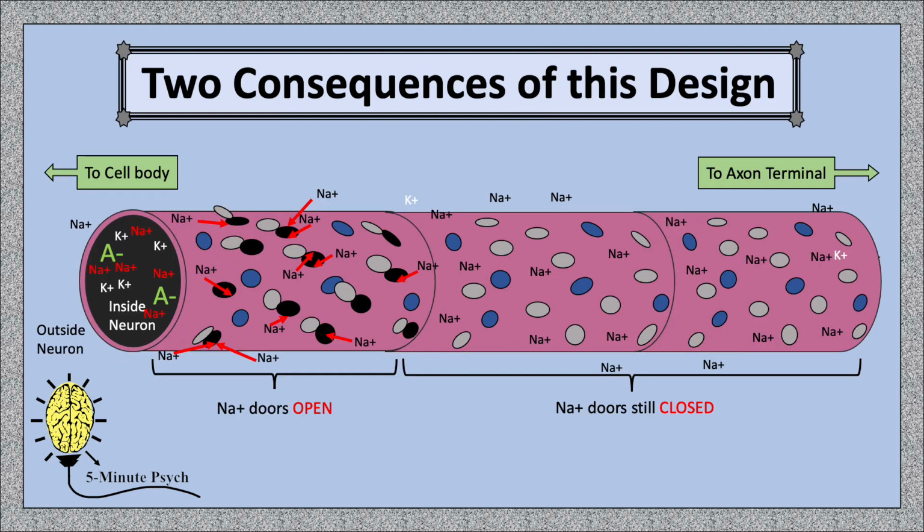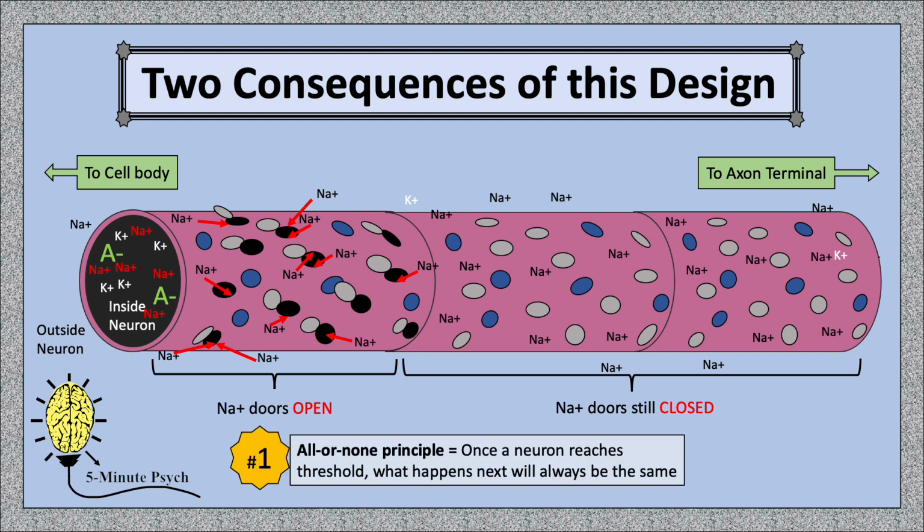This design ensures that once those sodium doors open, what happens next will always be the same, and so each action potential is identical to the previous one, with the same intensity. This is called the all or none principle, meaning a neuron either reaches threshold and fires or not. It also ensures that an action potential could never travel backwards, since the area of the axon behind it is more negative than before.